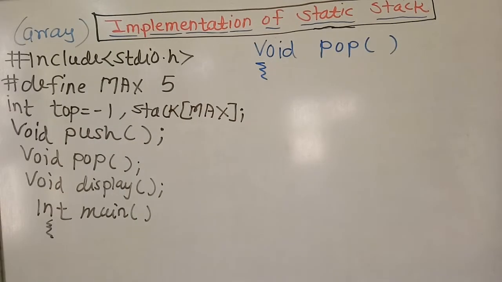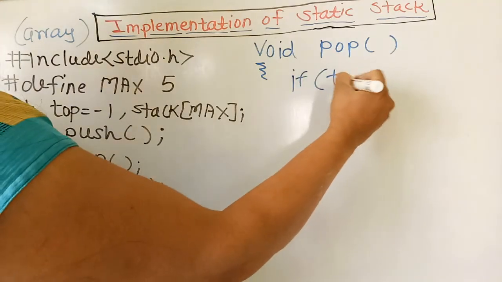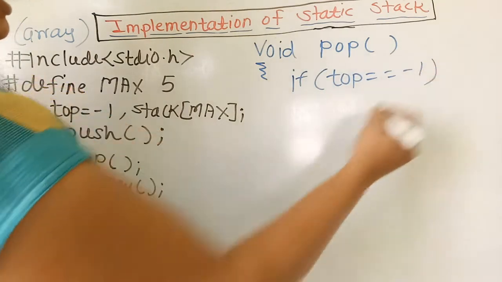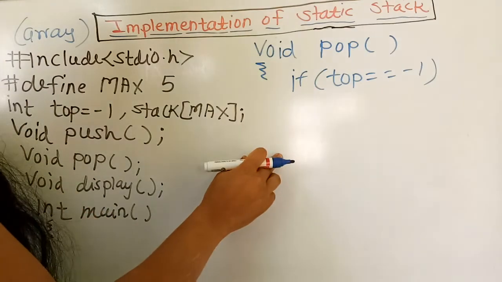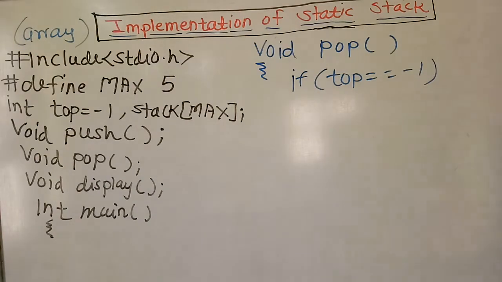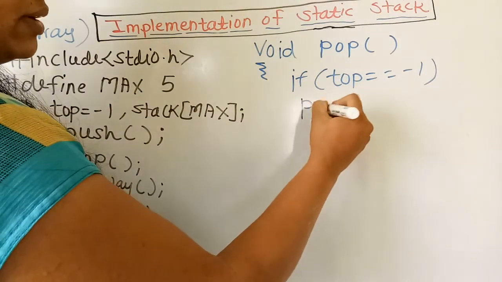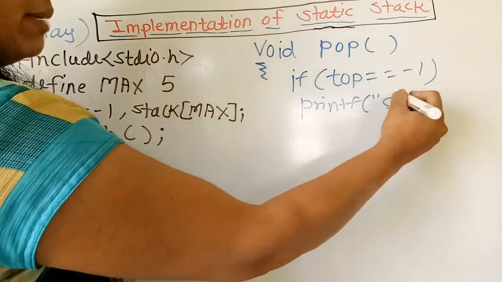Now we will see how to create a function to delete the elements from the stack. For deleting the elements from the stack, we have to check the condition like if top is equal to -1, it is the sign of emptiness of the stack. In such a case, there is no element present in the stack, so the pop function will not be performed. So we will display that stack is empty.